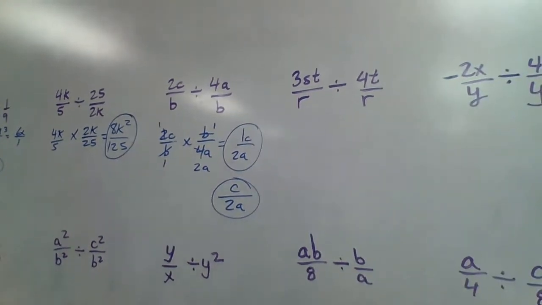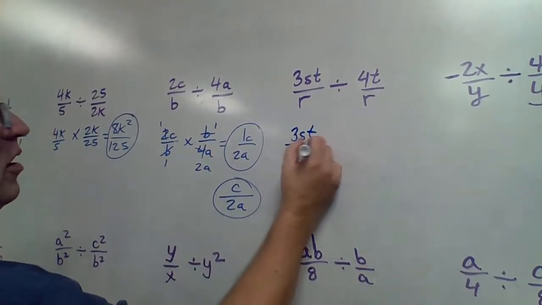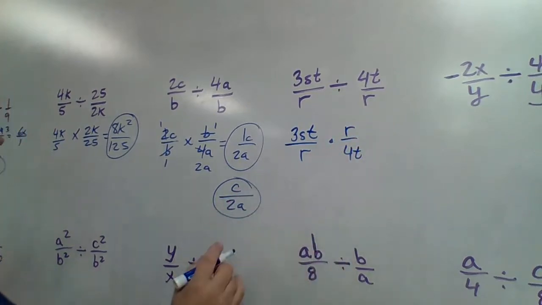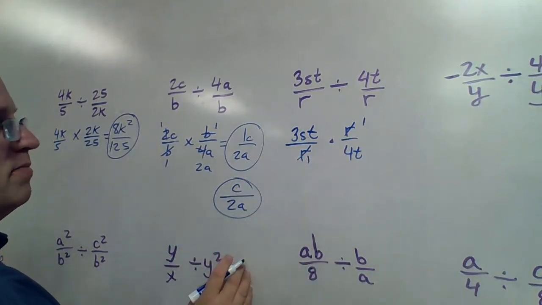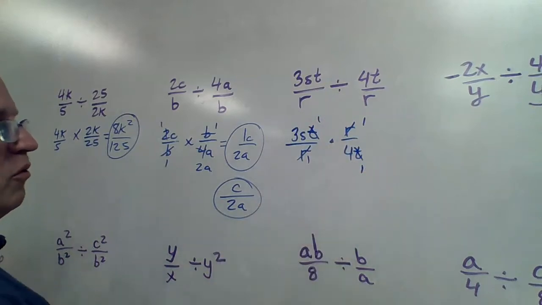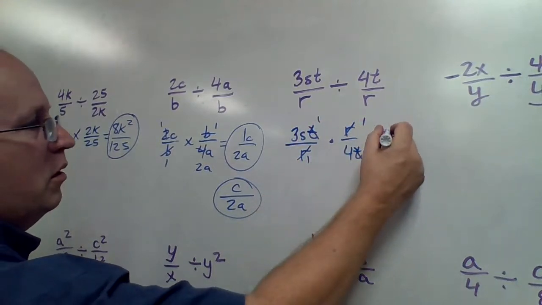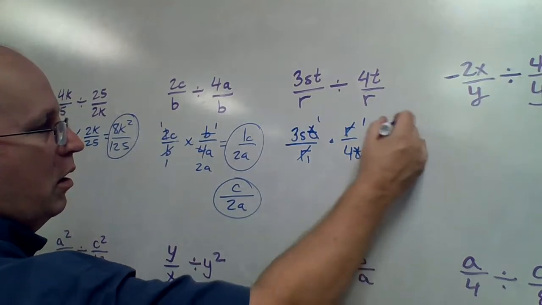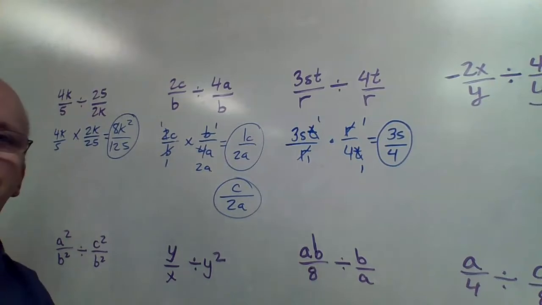Okay, let's move on to this problem. 3 times s times t over r times r over 4 times t. Hey, I can simplify the r's to 1s. What else? I can divide by t and divide by t to make those into 1s. What are we left with? 3 times s times 1 times 1, over 1 times 4 times 1. And I'm left with 3 times s over 4.